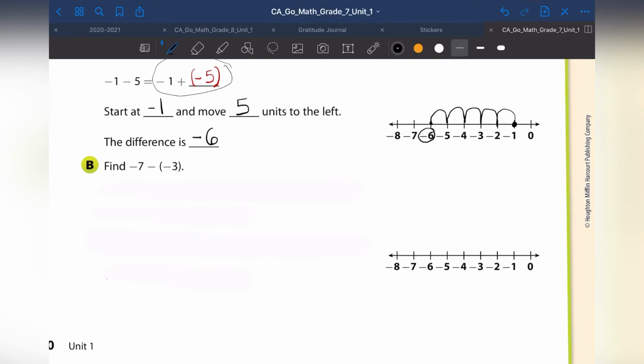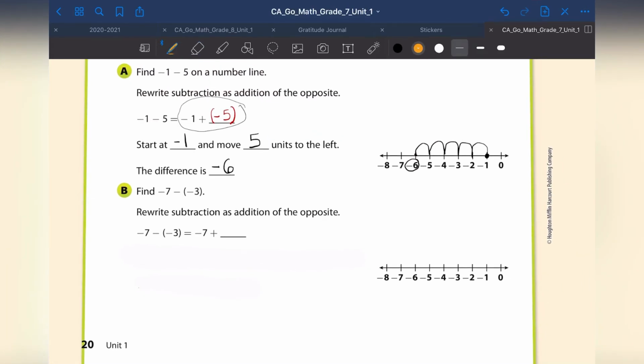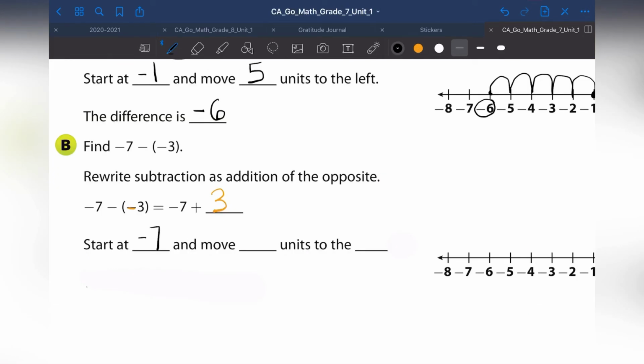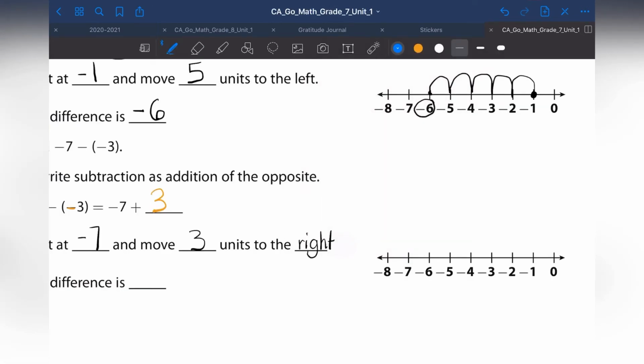Okay, let's try letter B now. We have -7 minus -3. Rewrite subtraction as addition of the opposite, or rule number 1. -7 minus -3 is -7 plus 3. Start at -7 and move 3 units to the right. 1, 2, 3, -4. Your answer is now -4.